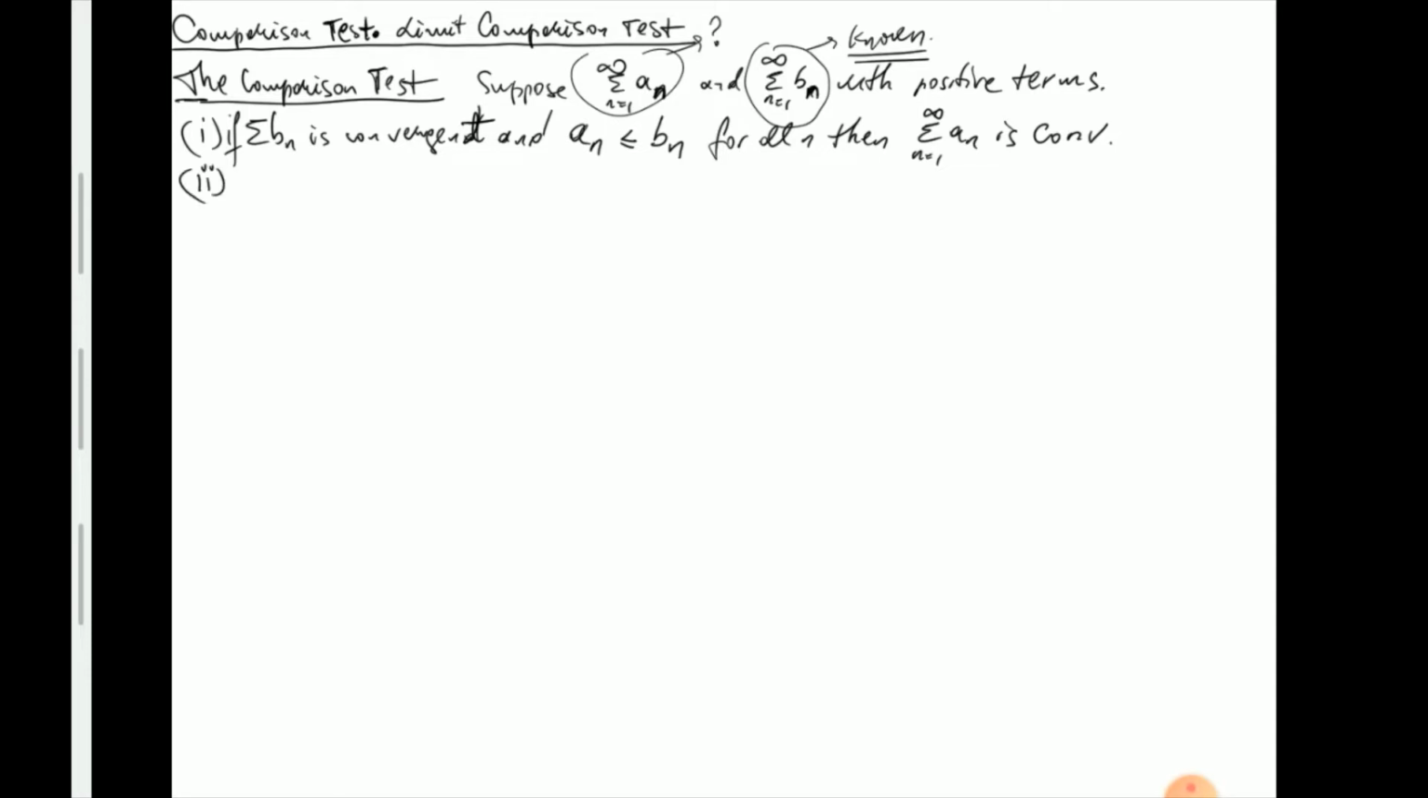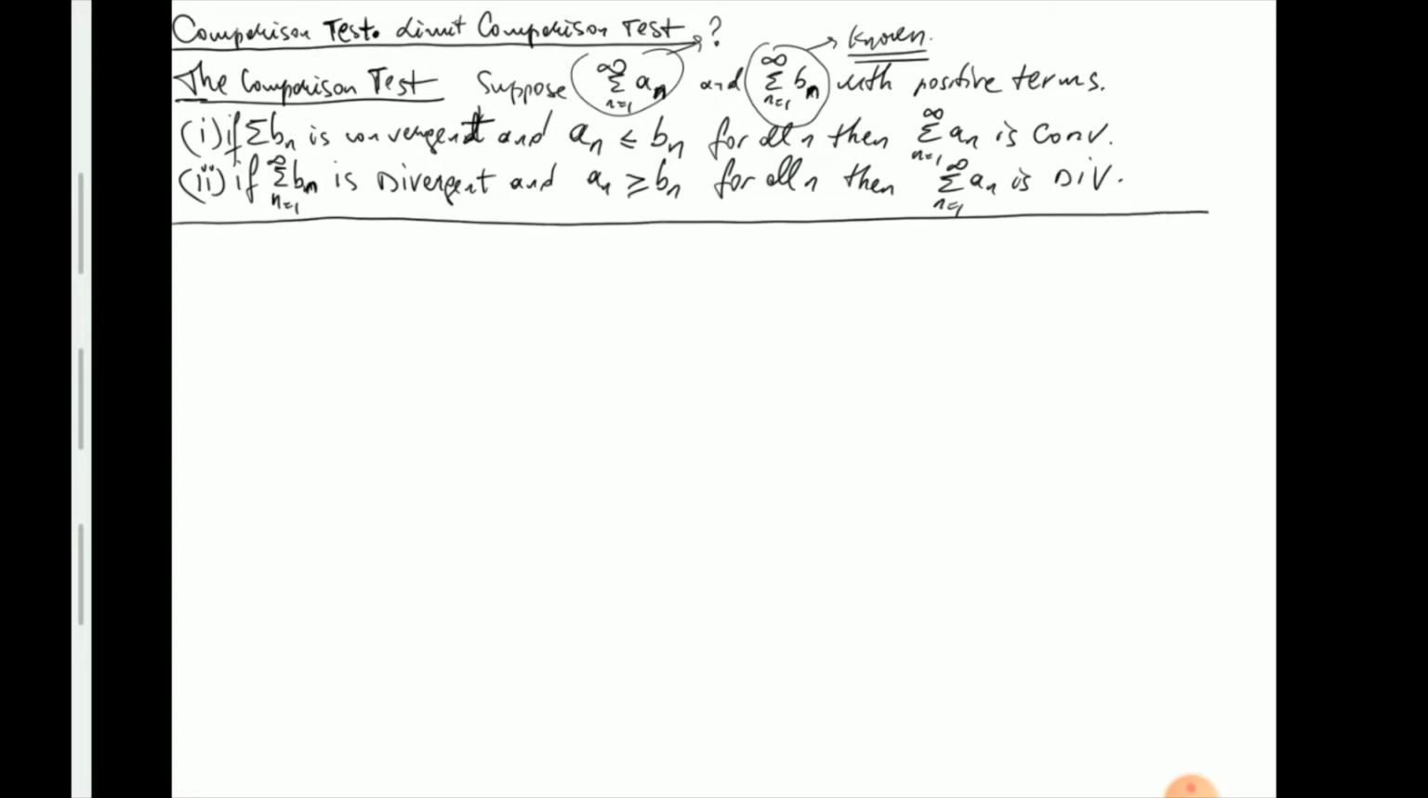The second part of the theorem: if the summation of bn, from 1 to infinity, sometimes I omit saying from 1 to infinity if it's obvious from the context, is divergent, and the inequality is in the other direction, an greater than bn for all n, then your series is divergent. The source of mistakes here is that if the inequality is in the incorrect direction, the test says nothing. You cannot conclude anything.